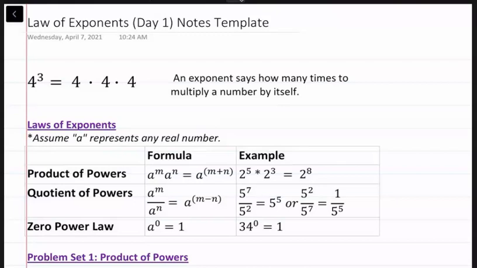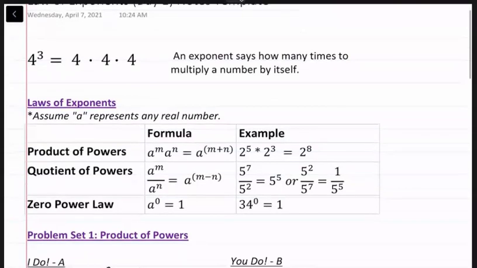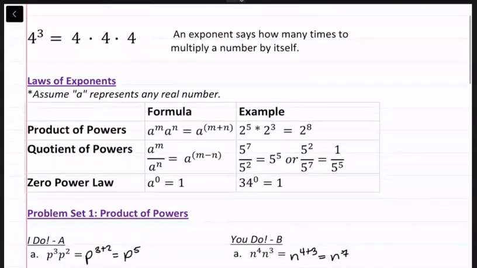So as I'm having my teacher time with the novice learners, hopefully you're watching this video to figure out how to do problem set 2 and how to approach it. Now, just some general recaps.